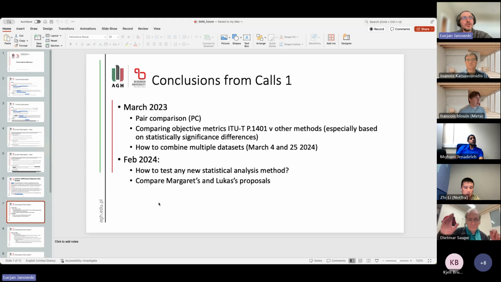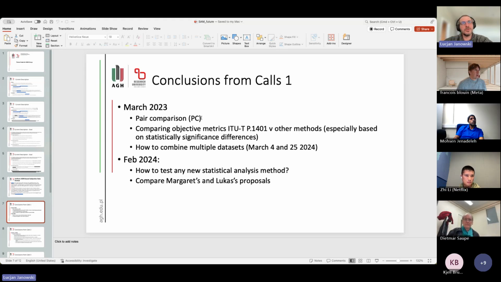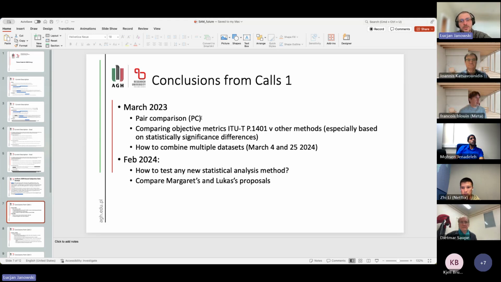Okay, then from the conclusions, we discussed a lot about the pair comparison, because we developed to some extent a lot of ACR models, and especially the work that was presented today by Dietmar, this is really considering lots of different models, but we do not have a model for the pair comparison as such. And again, comparing objective metrics and extending P1401, this was discussed, and how to combine multiple data sets. This was then returned on March 4th and March 25, 2024. So this was the discussion that kind of came back.